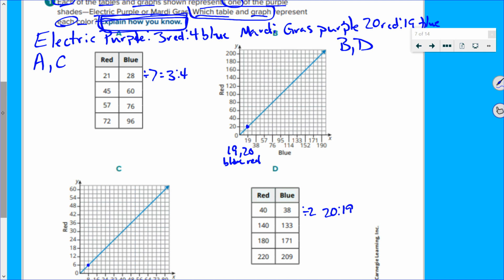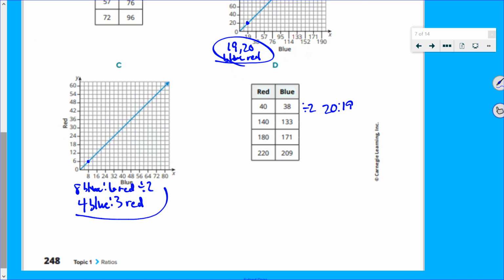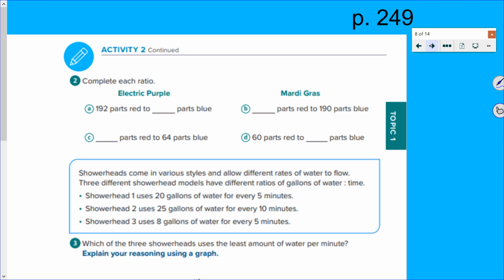Now, explain how I know. Did I explain how I knew? I did, didn't I? Does my work not show how I knew which one they were? Yes, that would be a full answer, guys. If you wanted to write out all of it, that's fine. But if I have shown my work, that can explain my reasoning. Okay, let's go to 249.